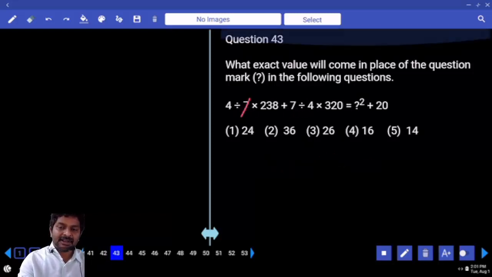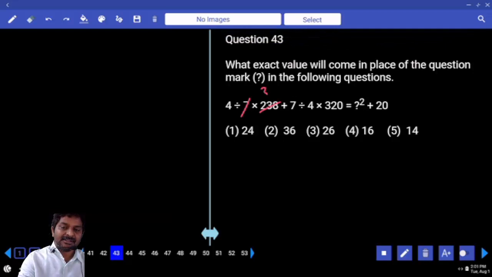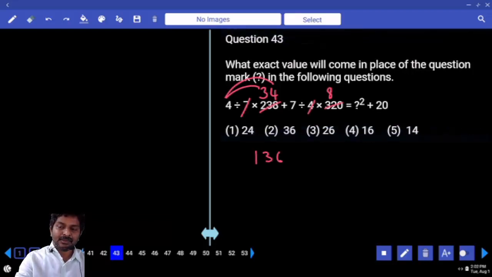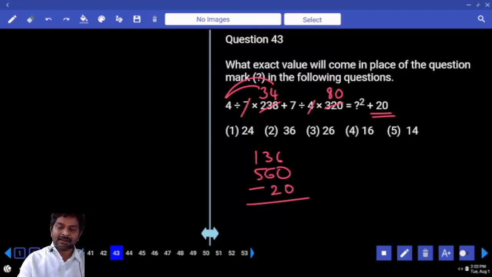Right. Let me cancel 7. 3 times, 4 times, 34 times. 4 into 30, 4 into 4, 136. 4 how many times? 7 into 80, 560. This fellow comes left hand side, becomes minus 20. And this is equal to 676.